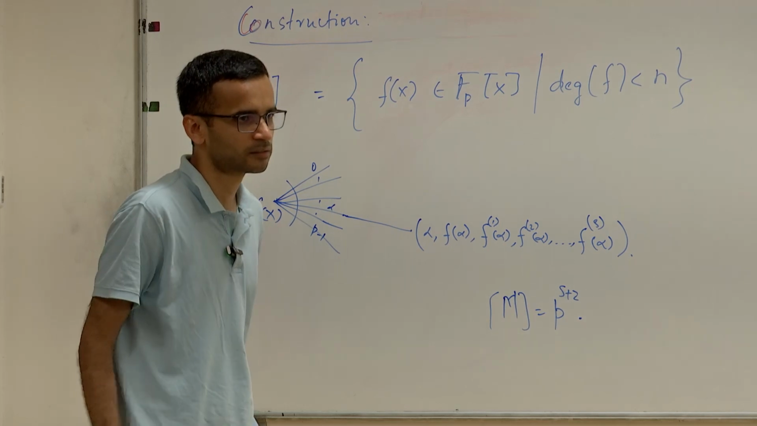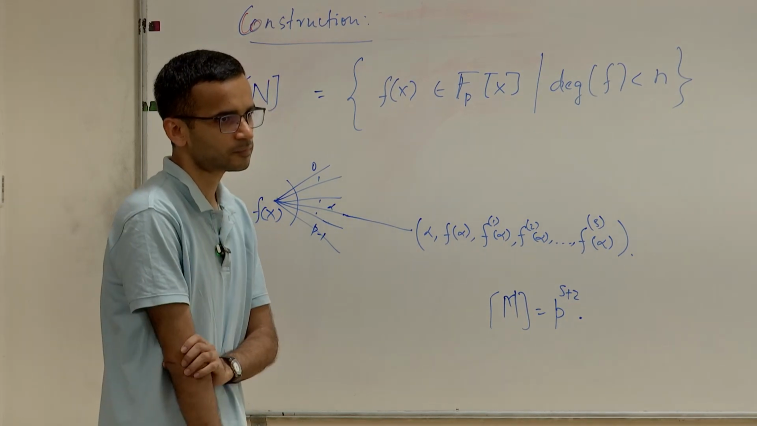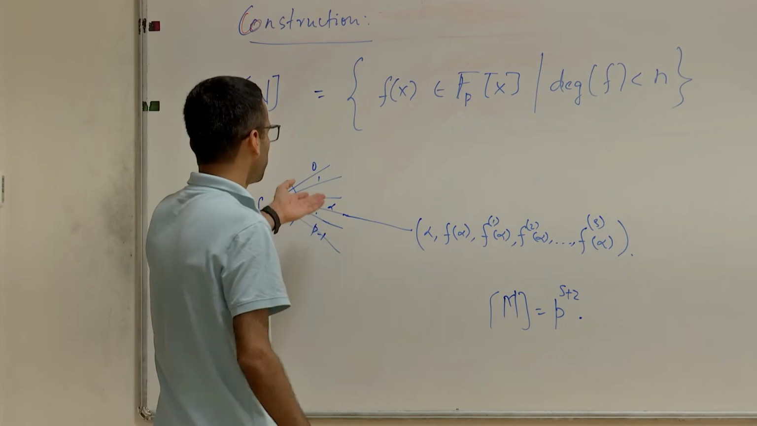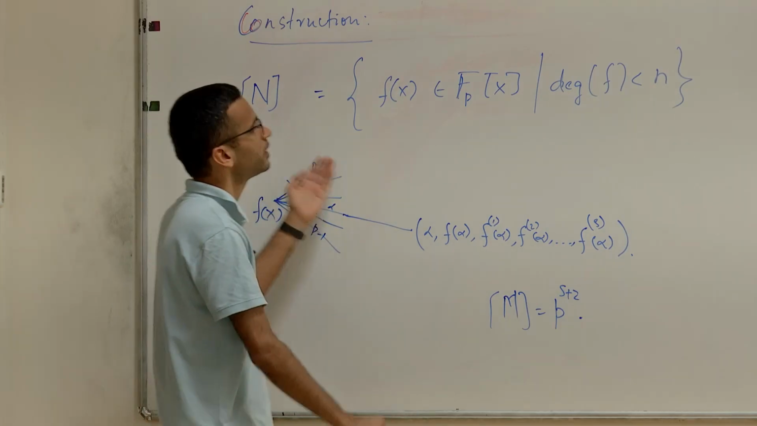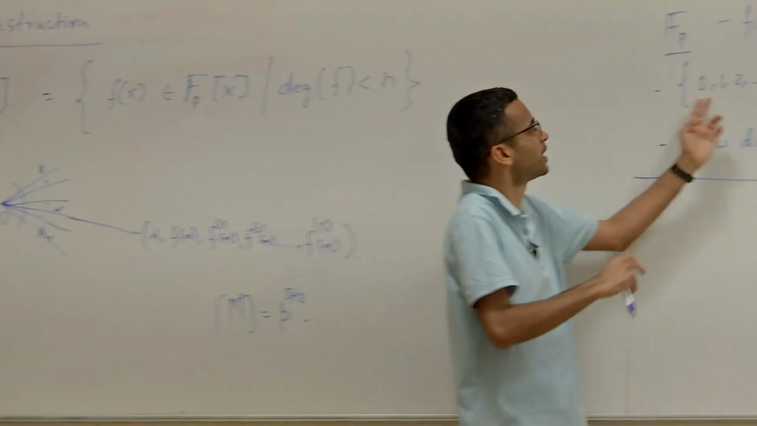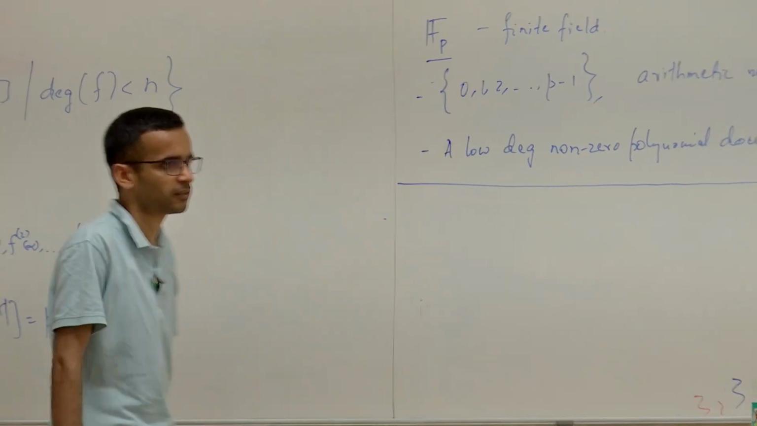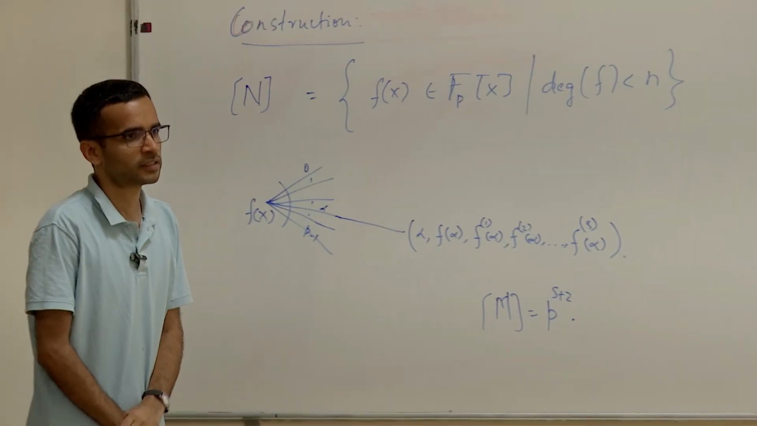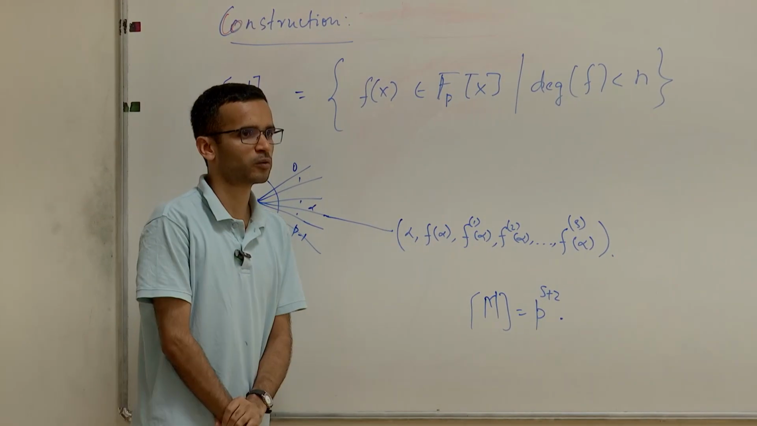Yes, Ajit, you had a question. This alpha is an integer from 0 to p minus 1? Oh, alpha is a field element. We are identifying the field element, thinking of them as integers from 0 to p minus 1. It is modulo p. All the arithmetic, all the evaluation is modulo p.